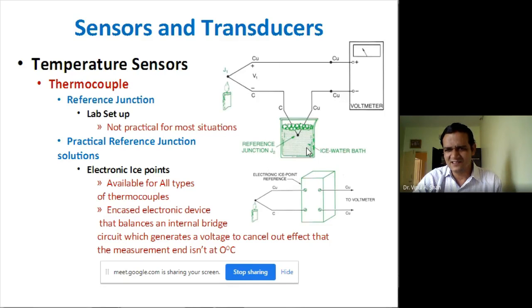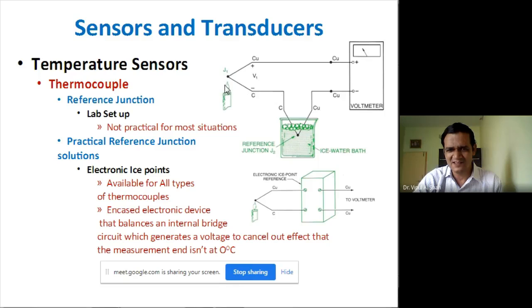This is the ice bath where the reference junction of our thermocouple is kept constant. This is copper metal. This is constantan and copper. So plus is metal A, minus is metal B. This is the measurement junction where heat is applied. This is that reference junction, which is normally the ice water bath. Here we are keeping this point at 0 degrees Celsius.